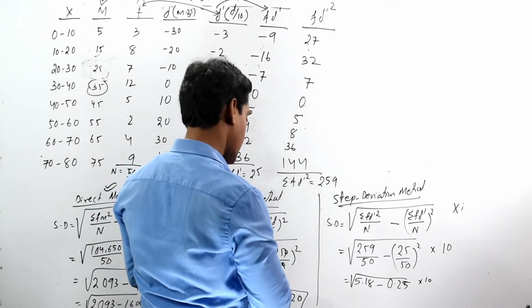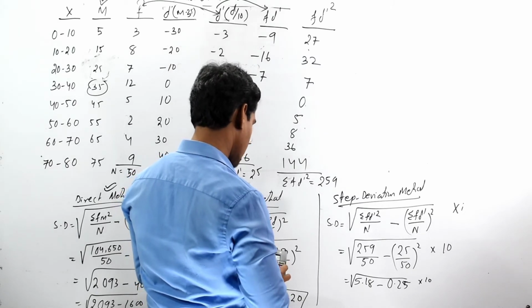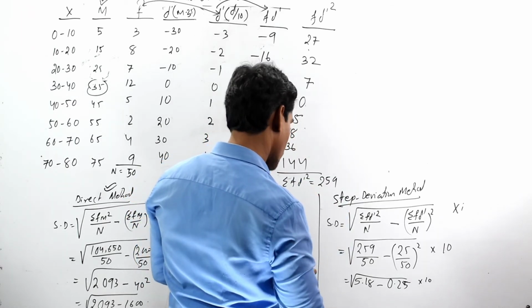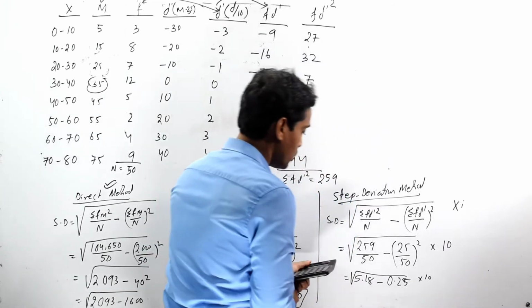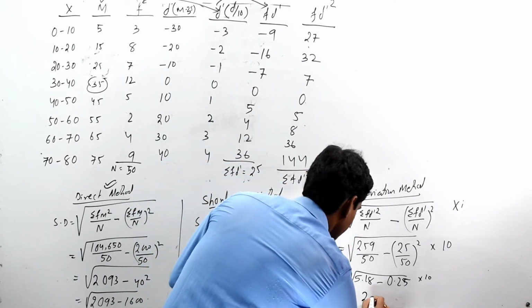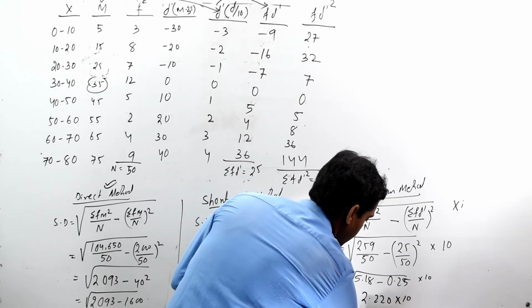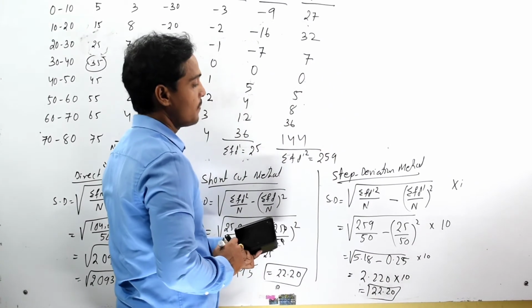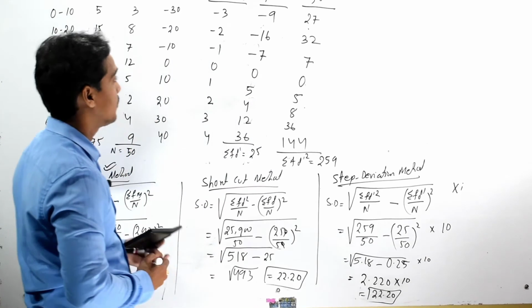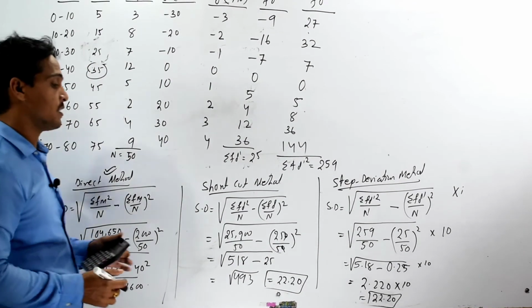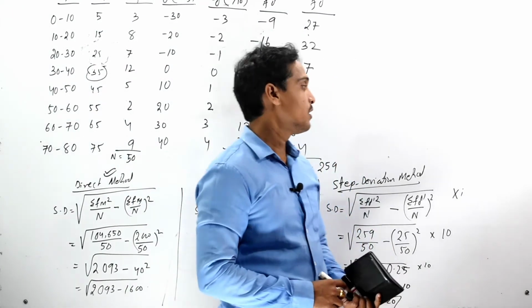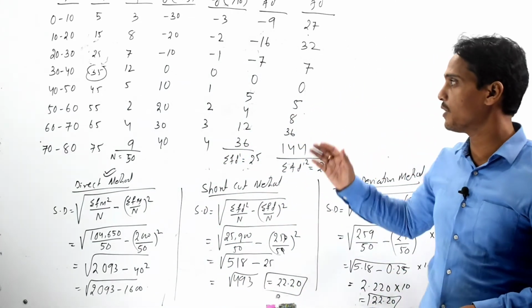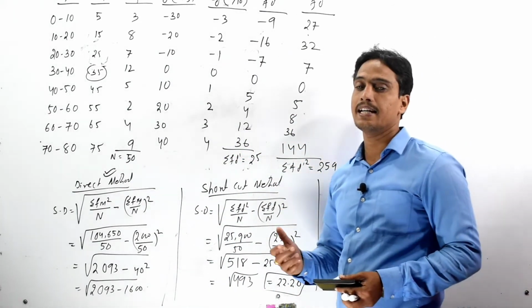So 5.18 minus 0.25 equals 4.93, and root of 4.93 equals 2.220 into 10, that is equals 22.20. So the value of our standard deviation of the given series under the step deviation method is 22.20. So now we should find out the standard deviation of the given series by using the arithmetic mean method.